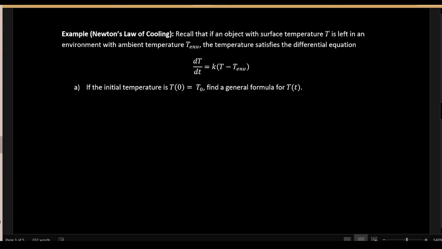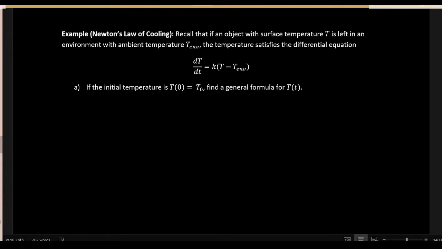Yesterday we noted that one of the situations that can be represented by a linear differential equation is the situation of Newton's law of cooling. So recall that if we had an object with temperature capital T left in an environment with an ambient temperature, which is traditionally denoted by T sub ENV for the temperature of the environment, then the differential equation that corresponds to that is the derivative of T with respect to time is equal to some constant k times the difference between the temperature of the object and the temperature of its environment. So if we denote the object's initial temperature by T sub 0, let's see if we can find a general formula for the temperature of the object at any given time.